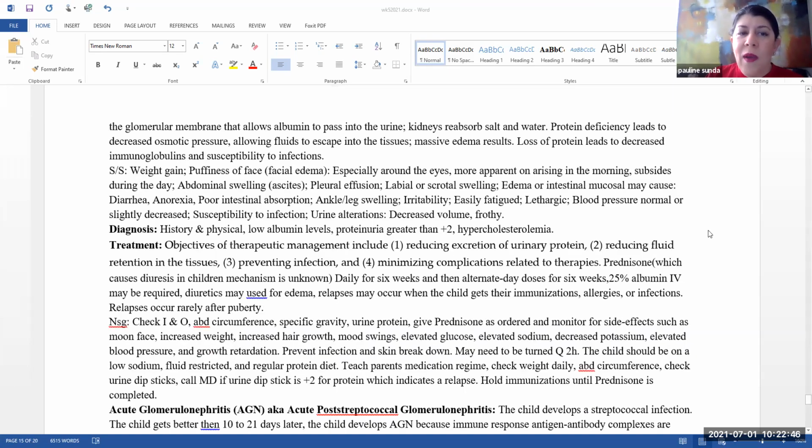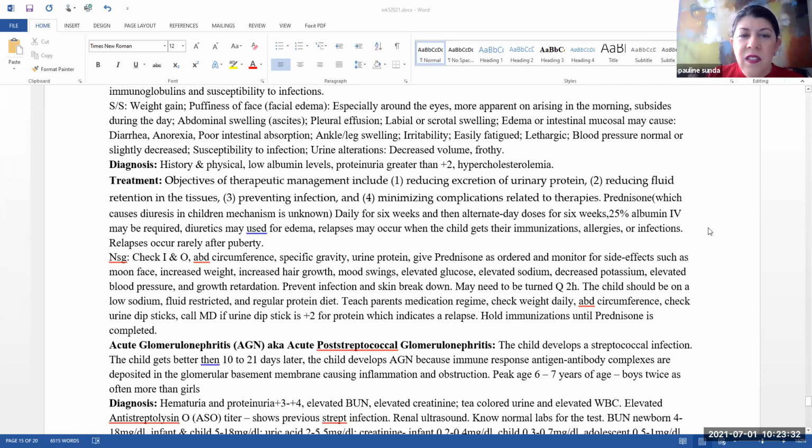Signs and symptoms here: weight gain, puffiness of the face. Occurs especially around the eyes. It's more apparent when the patient wakes up in the morning and subsides during the day. Abdominal swelling, pleural effusion, labial or scrotal swelling, edema of intestinal mucosa may cause diarrhea, anorexia, and poor intestinal absorption. You may also see ankle and leg swelling, irritability, easily fatigued, lethargic. The blood pressure may be normal or slightly decreased. They are at increased risk for infection. And then the urine alterations, here what you would see a decrease in volume and frothy looking urine.